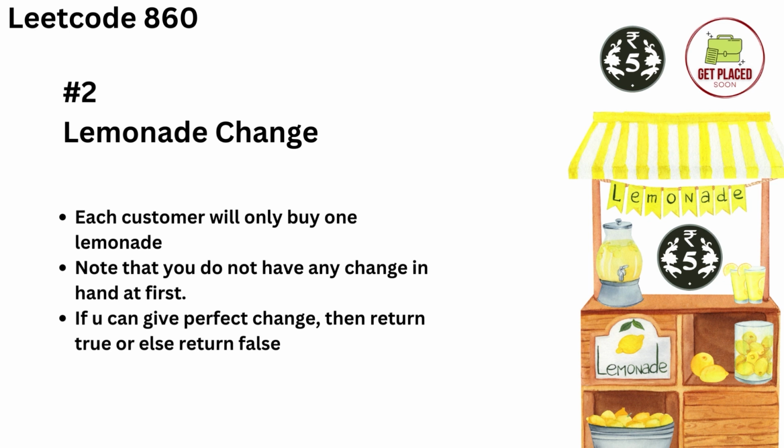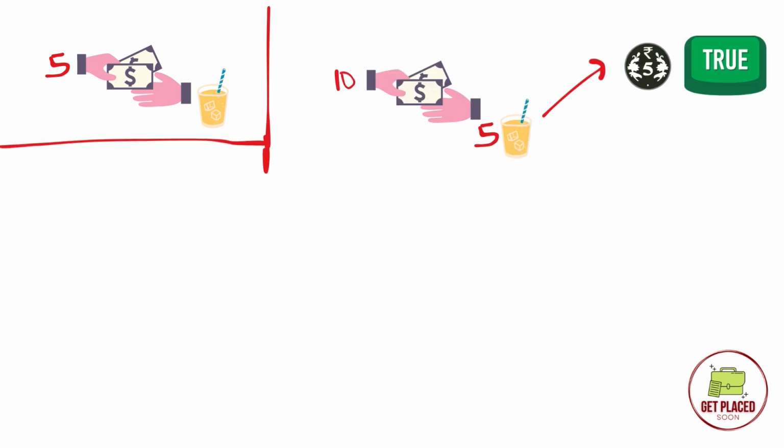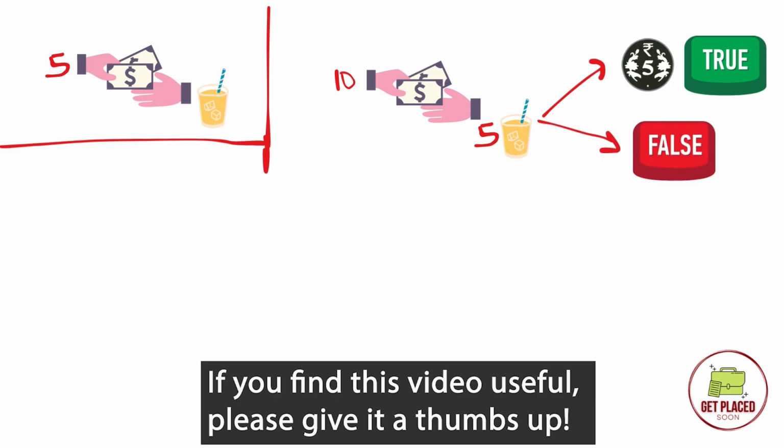Now let's see how to do this. This is a greedy problem, right? A greedy problem is nothing but taking the optimal decision at each and every step. When someone gives 5 rupees, we can directly give the lemonade. We don't have any other options. If someone gives us 10 rupees, and we already have a 5 rupee coin, we can give 5 rupees change and continue. If we don't have a 5 rupee coin, we have to return false.